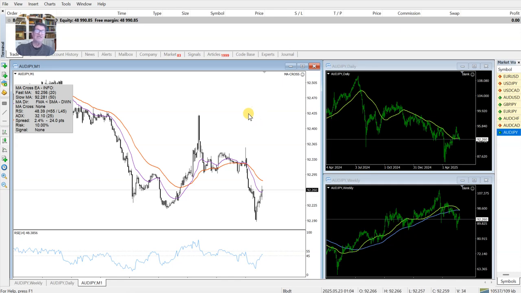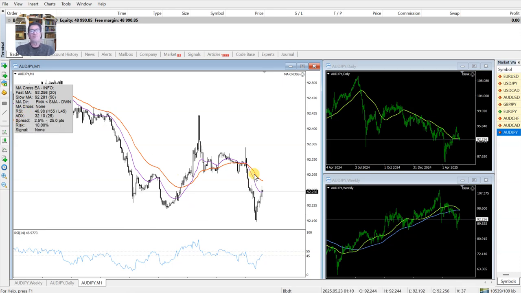This is the entire EA method, the entire MA or moving average crossover method. Again, it's very simple, it's very straightforward, but it's pretty accurate. I want to say one more thing about RSI and ADX.